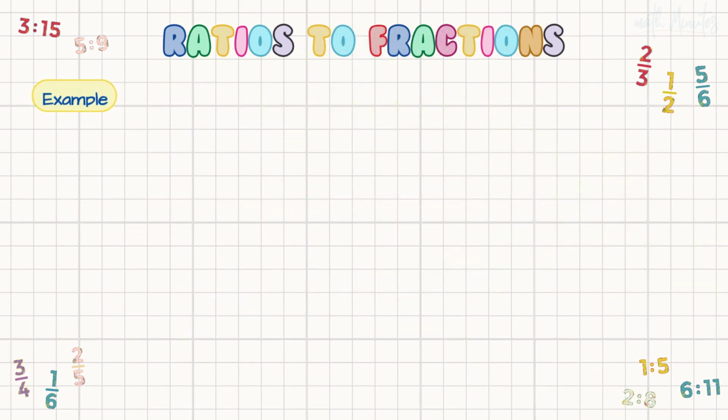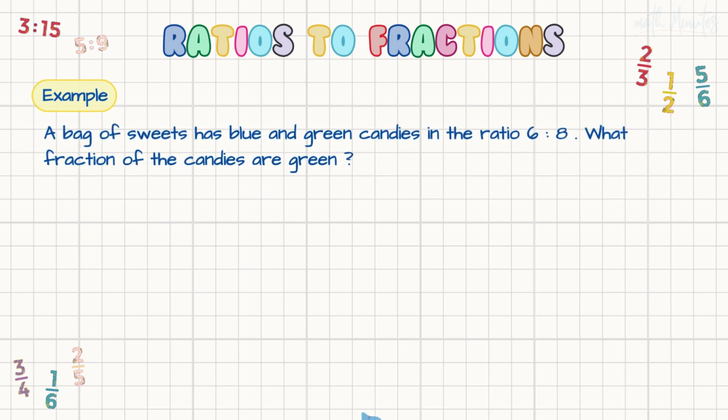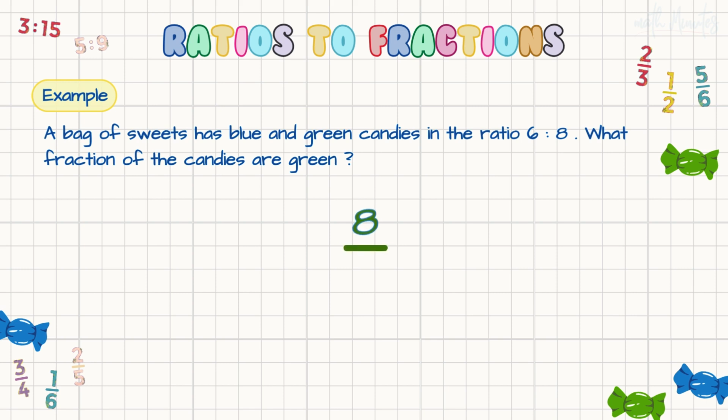Let's take an example. Suppose a bag of sweets has blue and green candies in the ratio 6 to 8. Let's work out what fraction of the candies are green. Since 8 of the parts in the ratio are green candies, we can place this as the numerator. Then, for the denominator, we add up both parts of the ratio. So, 6 plus 8 equals 14 is the total number of candies. The fraction of the candies in the bag that are green is 8 over 14.